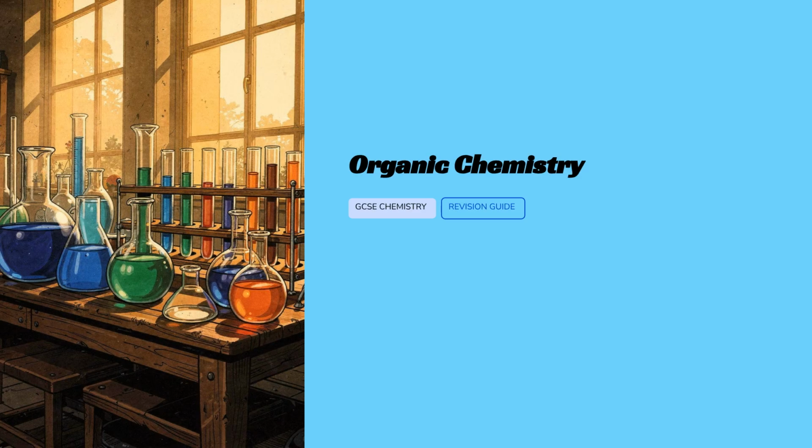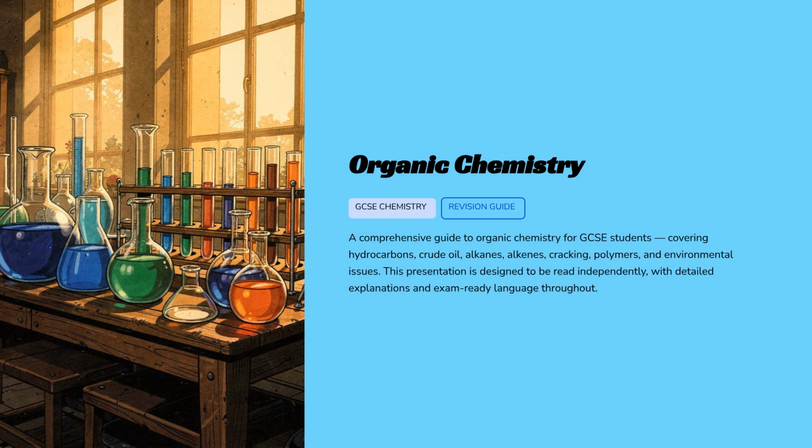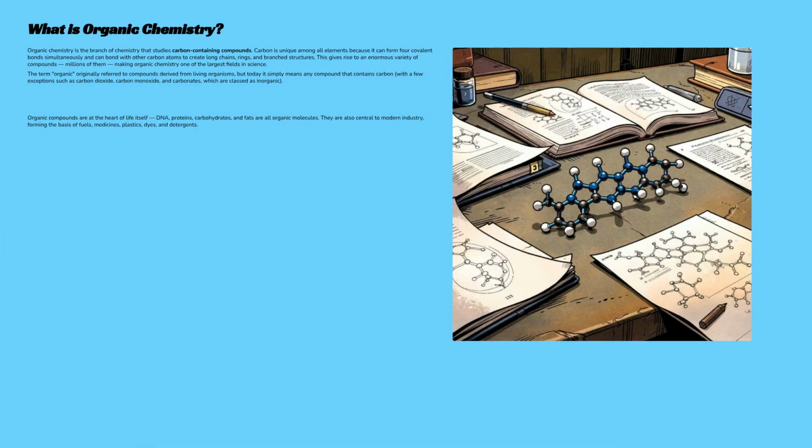Welcome to this GCSE revision video on organic chemistry, covering hydrocarbons, crude oil, alkanes, alkenes, cracking, polymers, and environmental issues. This guide provides detailed explanations and exam-ready language for independent study. Organic chemistry is the study of carbon-containing compounds. Carbon's ability to form 4 covalent bonds leads to an enormous variety of compounds, fundamental to life and industry.